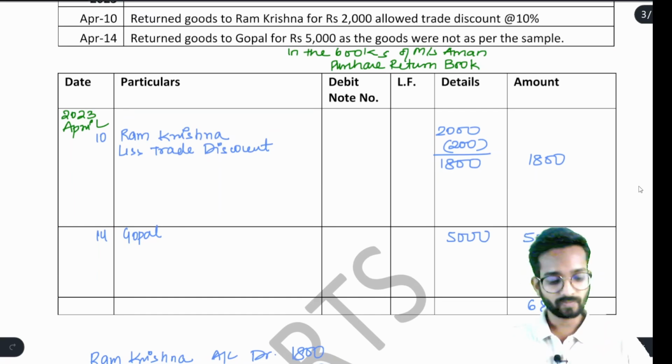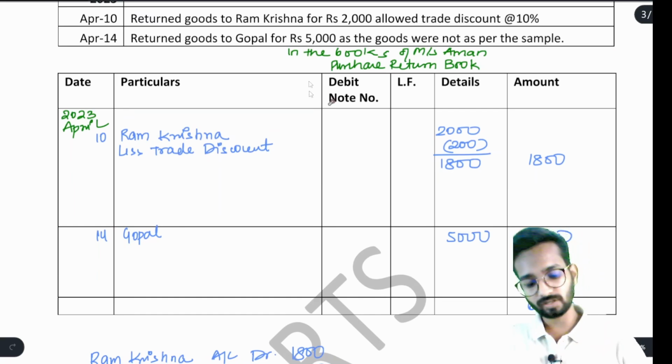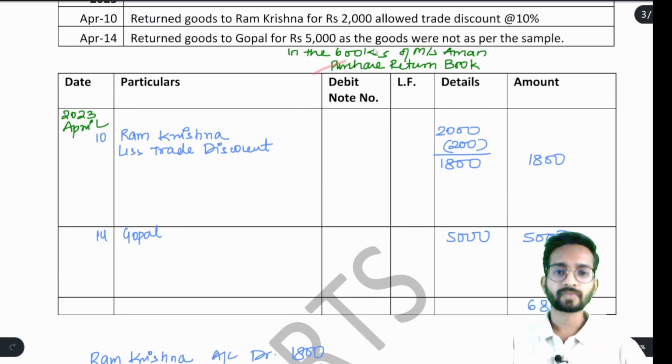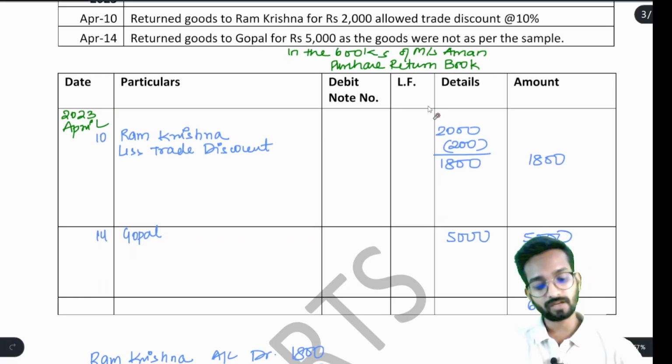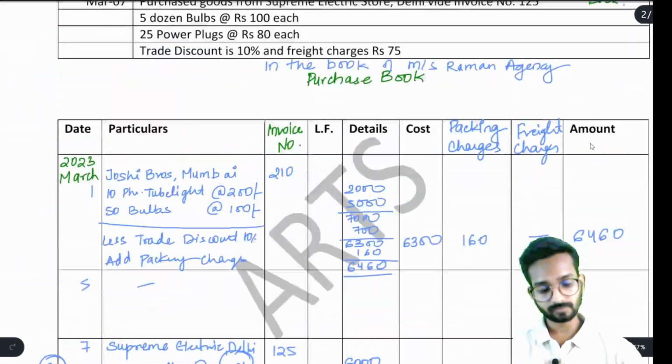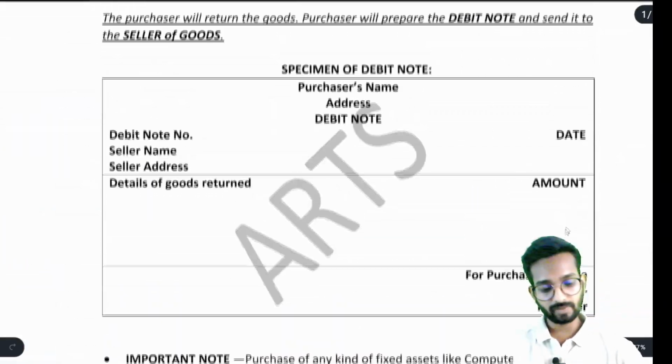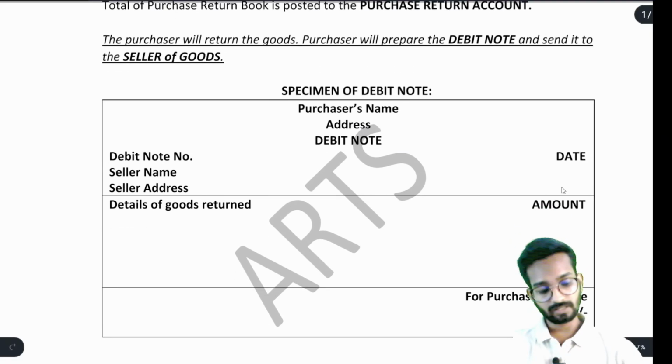Now, a very small topic, that is what is a debit note. What happens? We purchased goods, now we are returning those goods back. At the time of purchasing goods, we would have got the bill of purchase, or you can say the purchase invoice. When we are returning those goods, we have to prepare a debit note. How does the debit note look like? See, the debit note looks like this. The purchaser will return the goods, prepare the debit note and send it to the seller of goods.